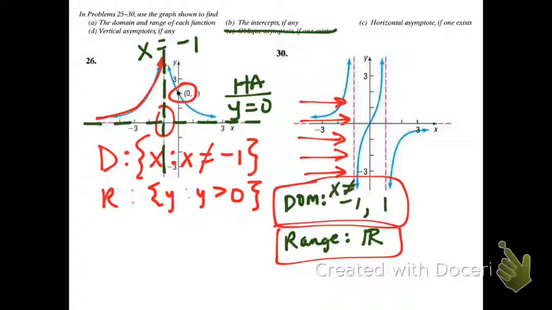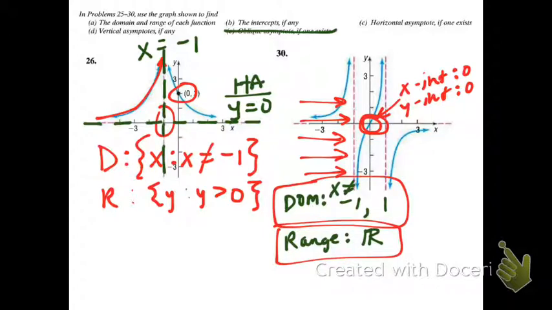So where do we have intercepts? Well, we only have one of each: one x-intercept and one y-intercept. X-intercept is 0, y-intercept is 0. Okay, so that takes care of those. Now, again, notice that we're not crossing any vertical asymptotes, but we are crossing the horizontal asymptote. That's okay, it's fine to cross a horizontal asymptote.